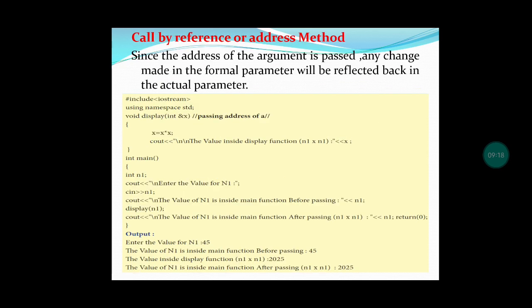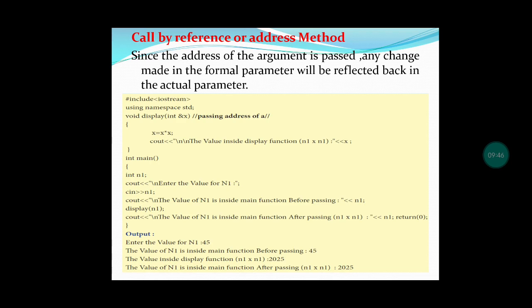Next, let us see about the call by reference method. It is also called the address method. If you make any change in the formal parameter, it will be reflected back to the actual parameter. The same thing, we have declared the variable with ampersand x. In the previous program x only we had given. Here we have given void display of int ampersand x. This is called the address of a. This is called the call by reference method.